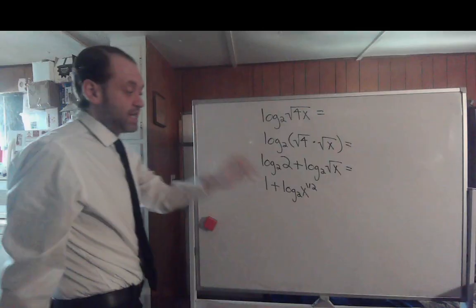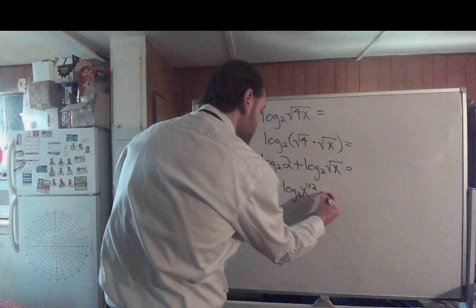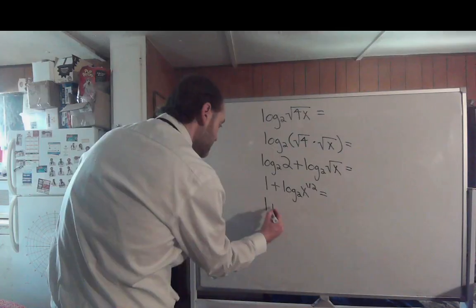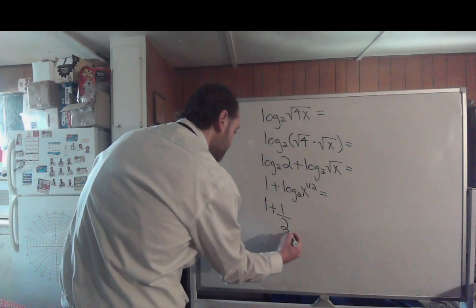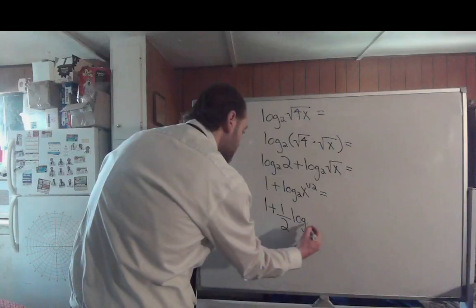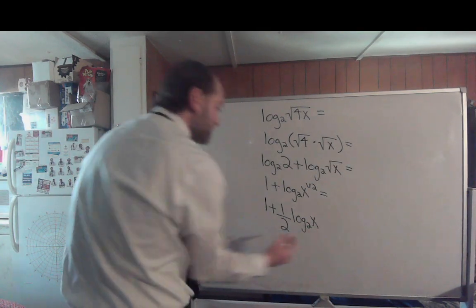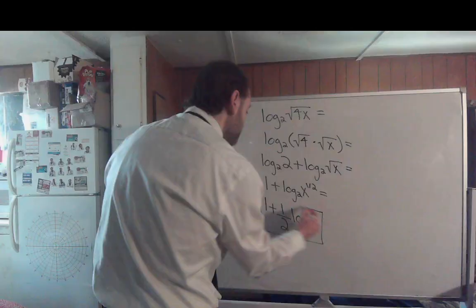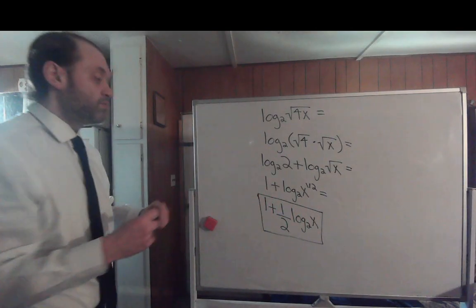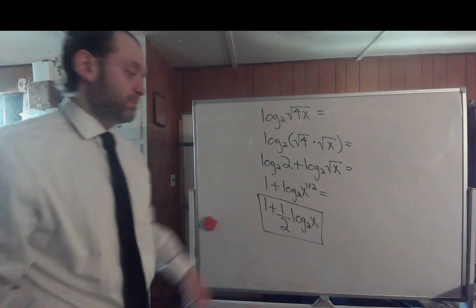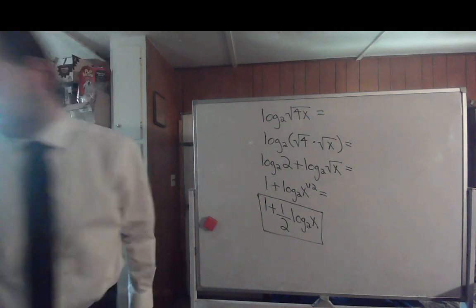Which now you just have a power rule, so this will turn into 1 plus 1/2 of log base 2 of x. And that's the best you could do to simplify this. So you have 1 plus 1/2 log base 2 of x in the end.